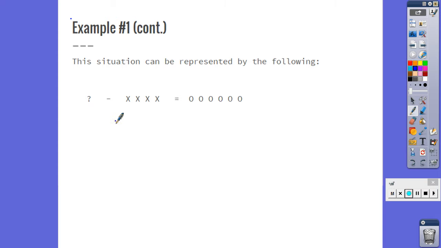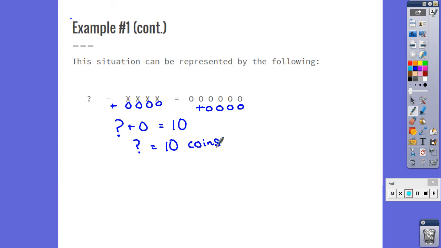Now if I want this question mark to be the only piece that is there, I need to add some numbers here that will be opposites and make this portion of my equation become 0. That's my whole goal. So if I add 4 circles to the left side of my balance, I have to also add 4 circles to the right side of my balance. And so I now have question mark plus 0 equals, if I count these up, I have 10. And question mark plus 0 is just going to remain question mark. And so I would have 10 coins.